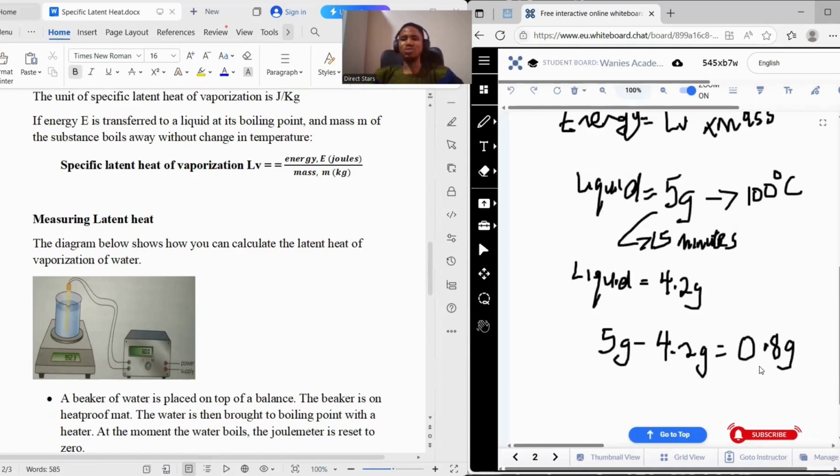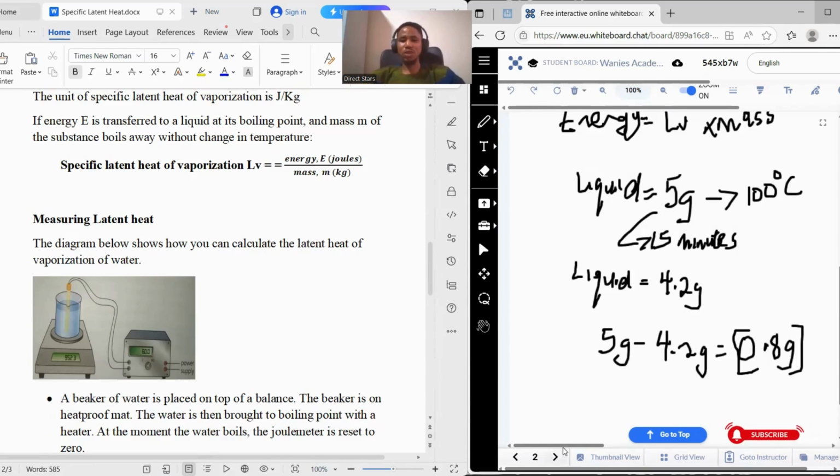So 0.8 grams is the mass of the vapor. That is how to find the mass of the vapor. We cannot know the mass of the gas in the environment, but we can know the mass using this method. Measure the mass of the liquid at 100 degrees Celsius. After some minutes, how do we calculate the mass of the vapor that has been released? You just need to remeasure the mass of the liquid at 100 degrees Celsius. Then you know the mass of the vapor.